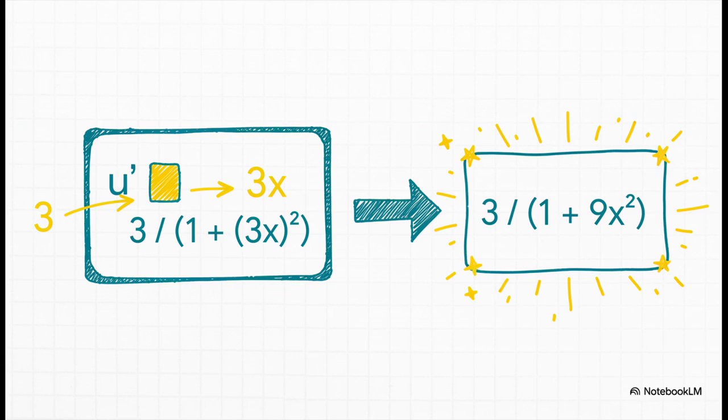Now we just put it all together. Remember the formula for arctan? It's u prime over 1 plus u squared. So let's plug in our parts. U prime is 3, that goes on top. U is 3x, so that goes on the bottom where we have to square it. And what's 3x squared? Be careful, you gotta square the 3 times the x. That gives us 9x squared. And boom, there it is, our final answer: 3 over 1 plus 9x squared. See, it's not magic, it's just a repeatable process.